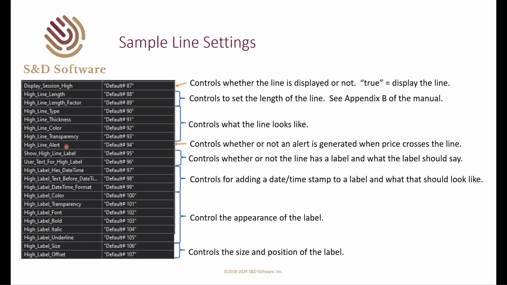Here you have the alert option, which, again, if true, will cause the tool to generate an alert whenever price crosses the high line. That's the case in our example. Now, the lines can have labels, and the next switch controls whether the label is there or not. And then you can put in user text. So you can put in whatever you want there for text.